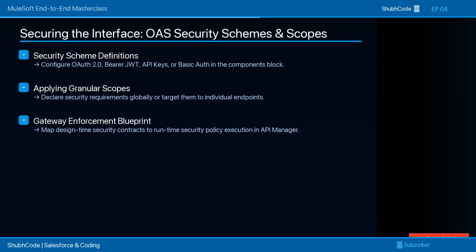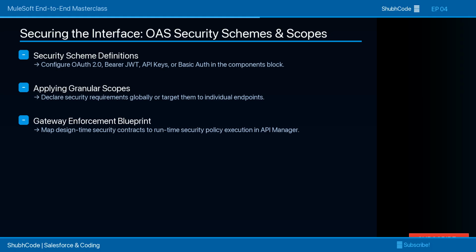For instance, when defining OAuth 2.0, you declare authorization flows like authorization code or client credentials, along with their token URLs and associated OAuth scopes. You then apply this scheme globally, or target it to specific sensitive operations by adding a security property to the method.